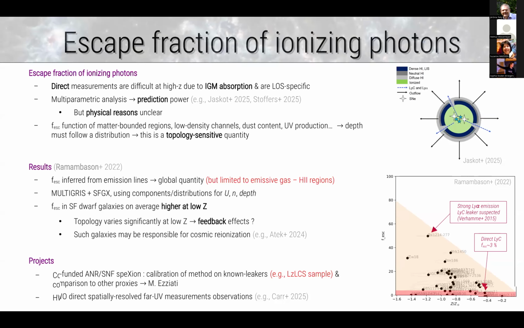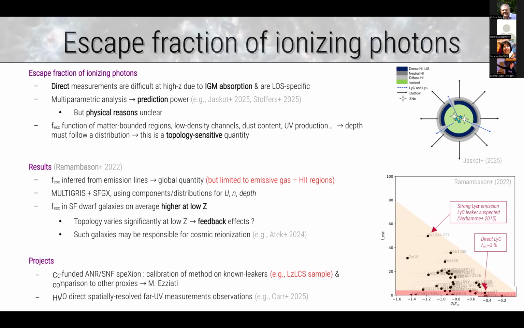So Ramambason, in 2022, inferred the escape fraction from emission lines in the Dwarf Galaxy Survey. It's a global quantity. It's not a line of sight specific quantity. So the comparison should be done very carefully, if it can be done, because for most galaxies, we don't have the direct quantity.